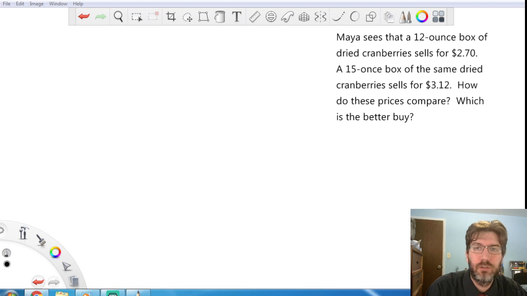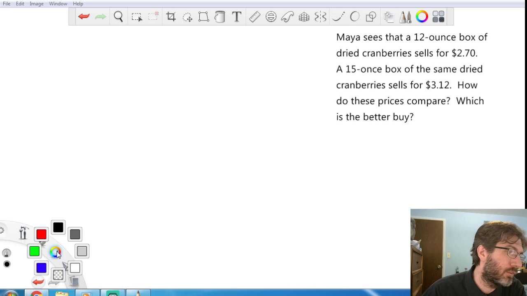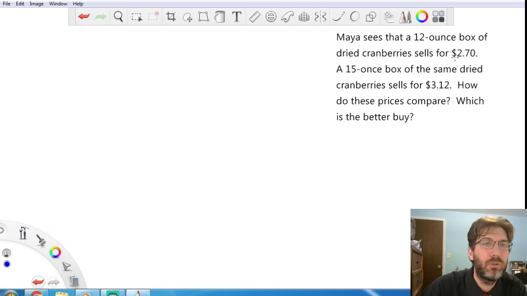So first thing you're going to want to look at is, where are the ratios in our problem? So let's pick out the important information here. Let's do the first set in blue because this is going to be a multi-step problem. There's going to be a lot to it. Maya sees a 12-ounce box of dried cranberries sells for $2.70. Let's focus just on that right now, and we want to make it a unit rate, because in order to compare these you need common denominators, so we might as well make the common denominator 1.